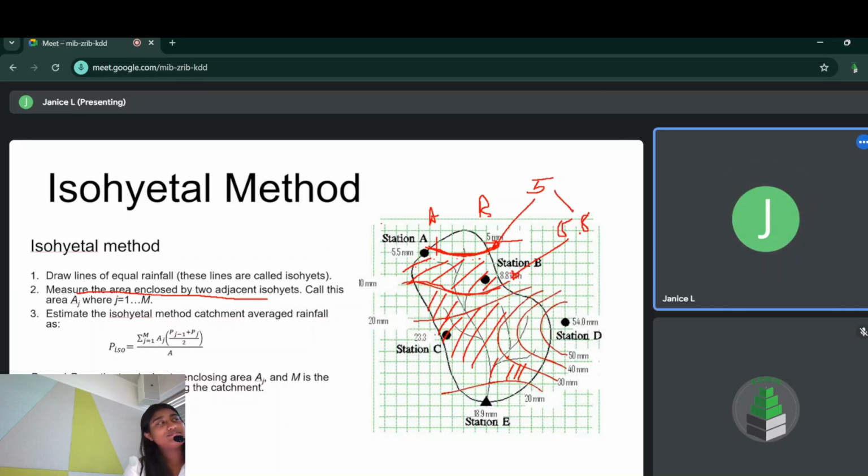8.8 and 5. You're taking an average of both of them. That's around 6 point something. I don't have a calculator, but that's probably what it is, like 6 point something. That is the average rainfall, okay?